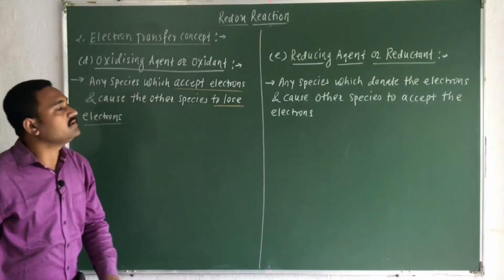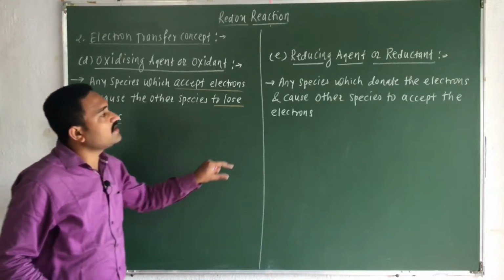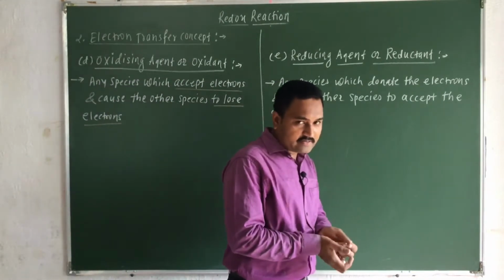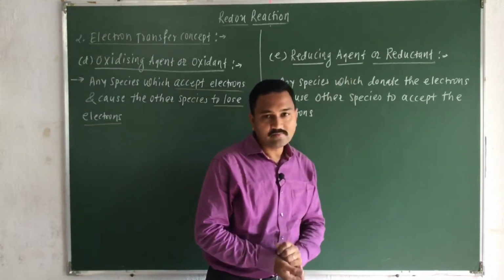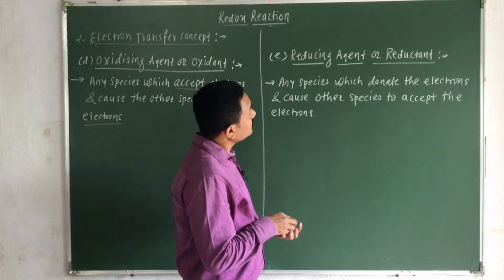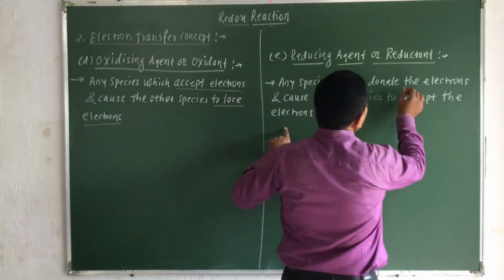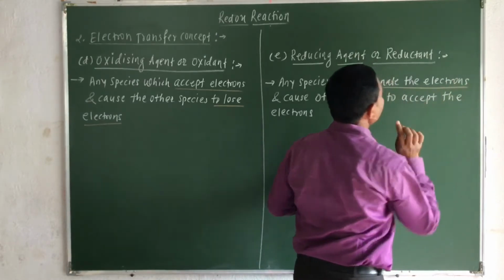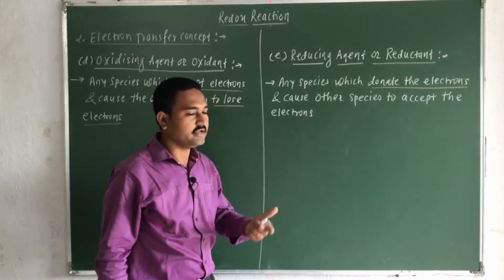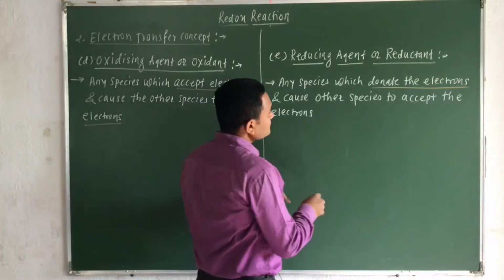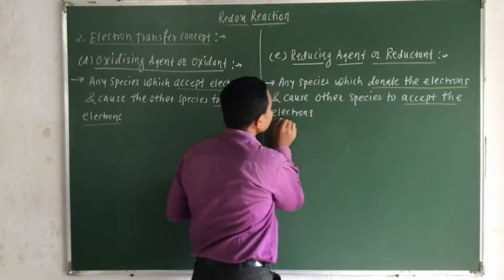So these are the definitions of the oxidizing agent and the reducing agent. Again, revise: reduction is the gain of electrons. What about the reducing agent or reductant? There is a loss of electrons, it is a species which donates the electrons and causes the other species to accept the electrons.